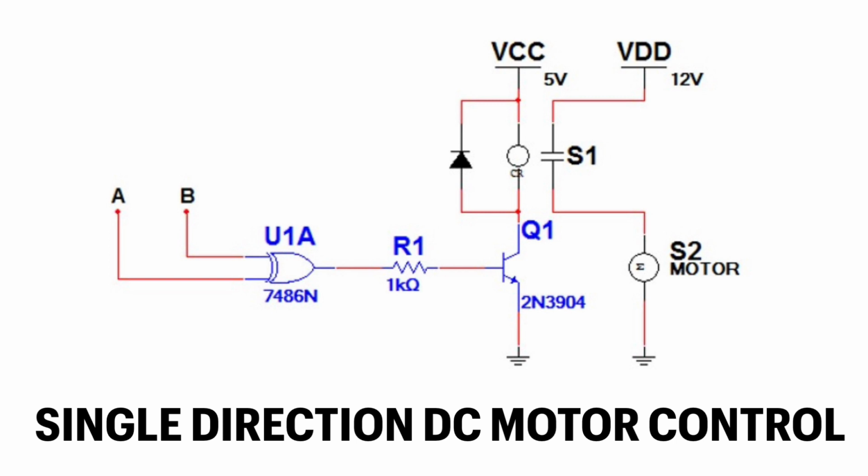Proceeding to the third part of the experiment, we will be building a circuit that shows a single direction DC motor control. And for us to build it, we shall make use of the diagram shown to serve as our guide.